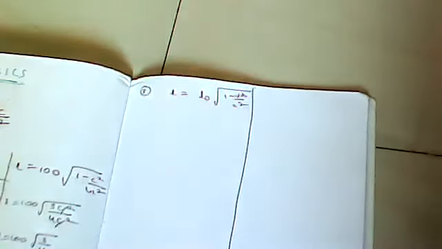Calculate the velocity of the rod when its length will appear 90% of its proper length. As usual, we know the formula: L is equal to L naught root of 1 minus V square by C square. So what is given then? The length will appear 90% of its proper length.